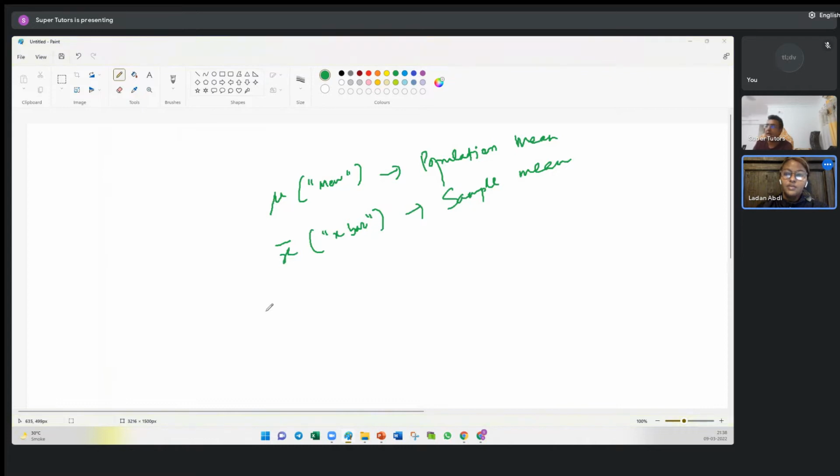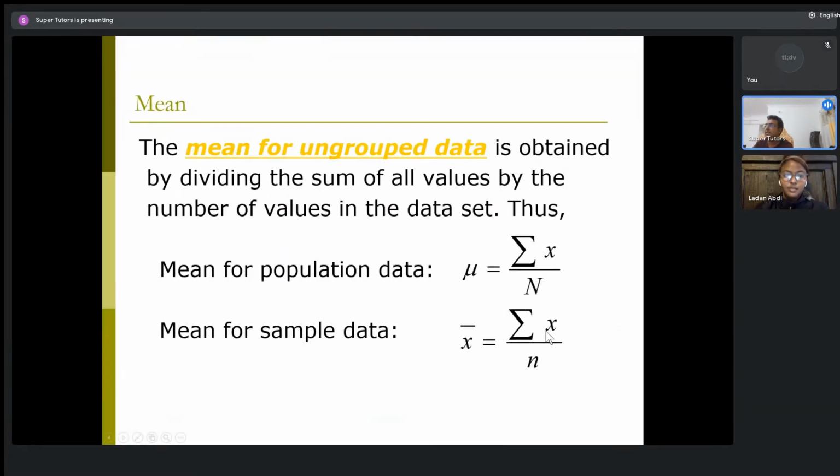So it is the same formula essentially, summation of x divided by small n. So capital N for population because population is generally bigger. Small n for the sample. Sample is normally smaller. Sample size, right? So it's very intuitive if you think about it, right?